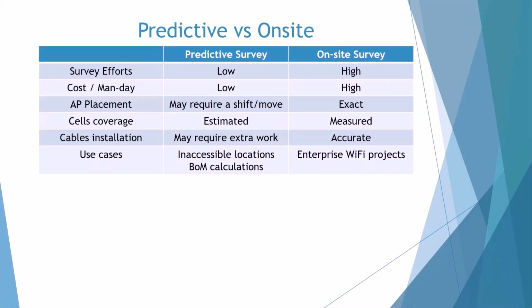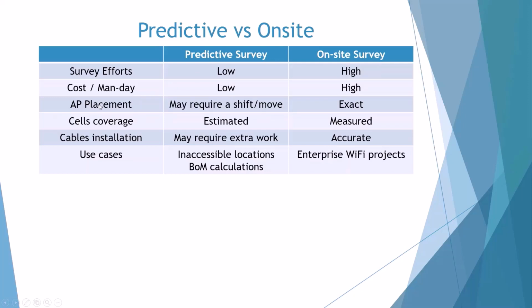Now let's take a quick comparison between the two methods. In terms of the survey efforts, it will be higher while you are on site. The same case will be applied to the cost. So basically for on-site survey, you need to buy extra hardware. And once you charge your customer for the service that you are going to provide, you will charge them higher than the predictive survey.